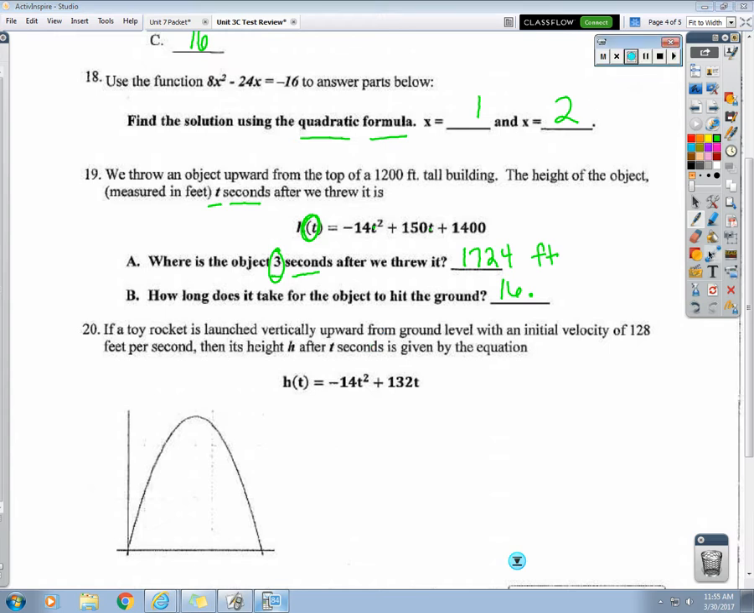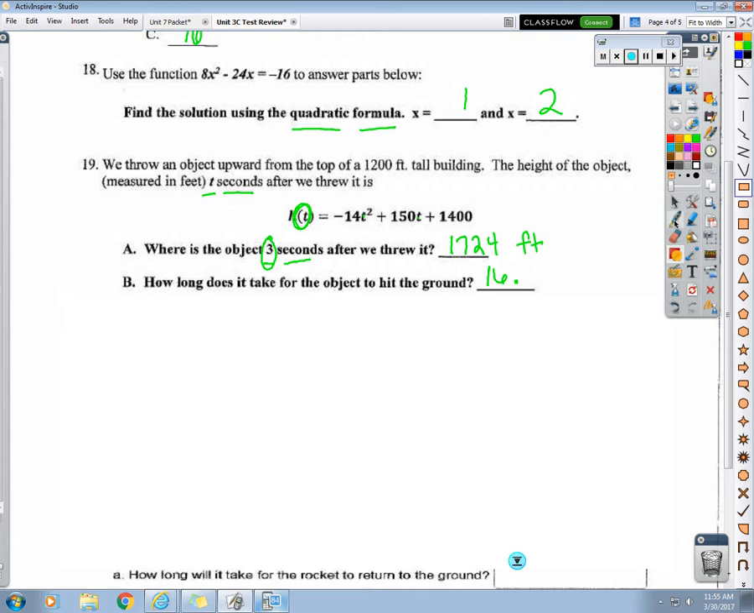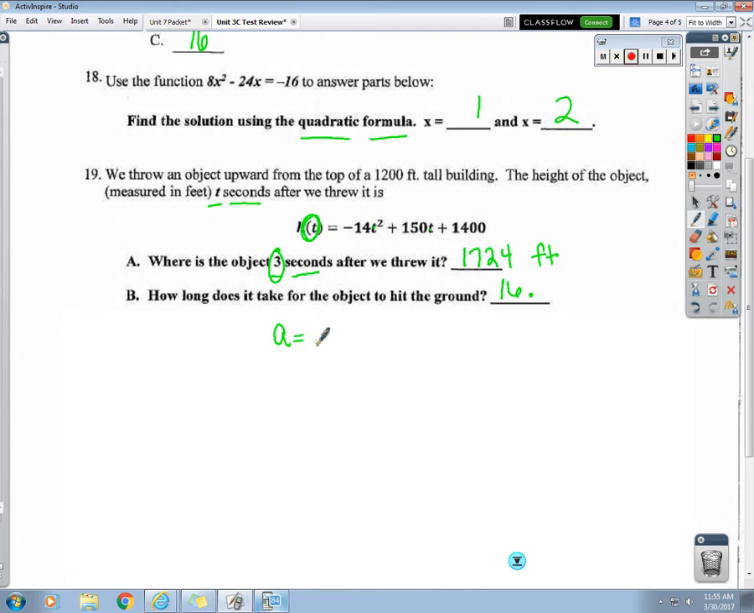Okay, so since we know that it hits the ground between 16 and 17 seconds, but there's no multiple choice, we'll need to do the quadratic formula to see exactly how long it takes before it hits the ground. So first you need to identify your A, B, and C. A would equal negative 14, B would equal 150, and C would equal 1400. You then do the discriminant, so you take the B value, square it, then minus 4 times the A value times the C value. Type that in and you'll know your discriminant.